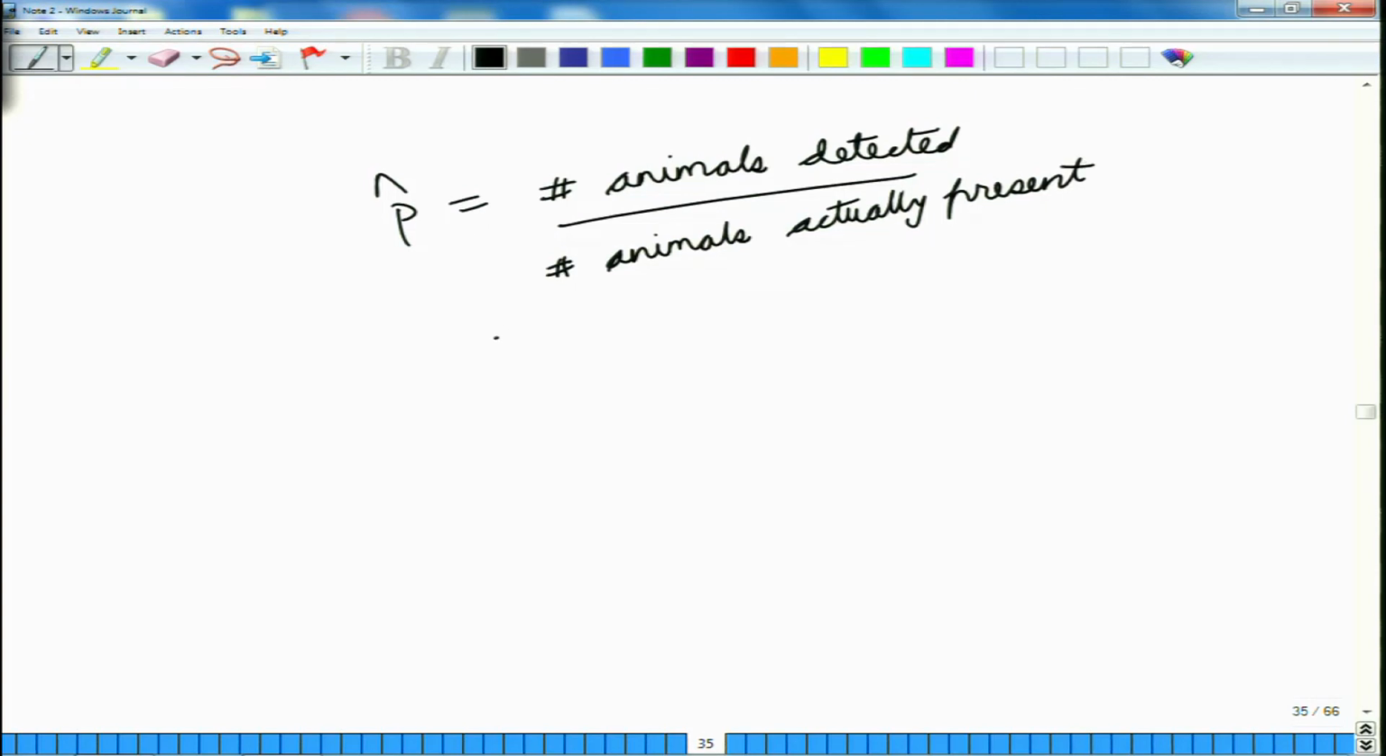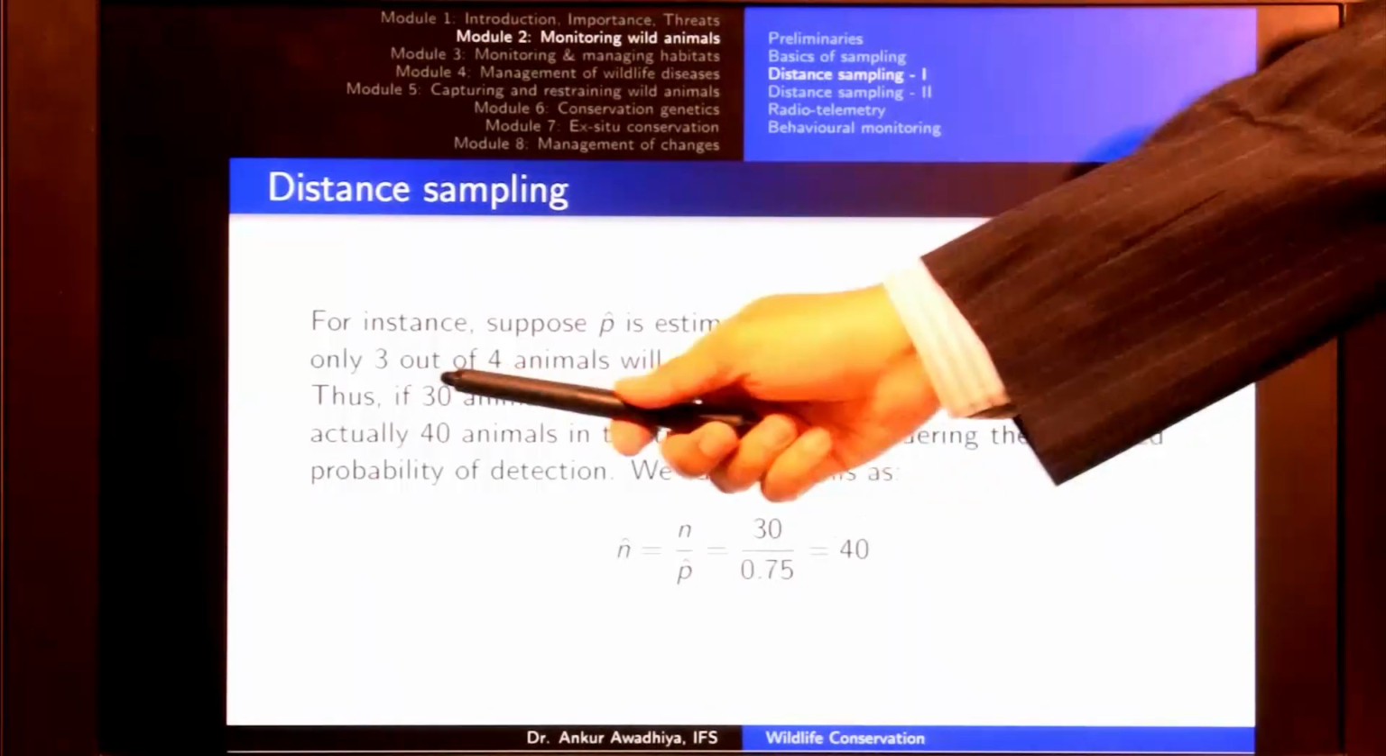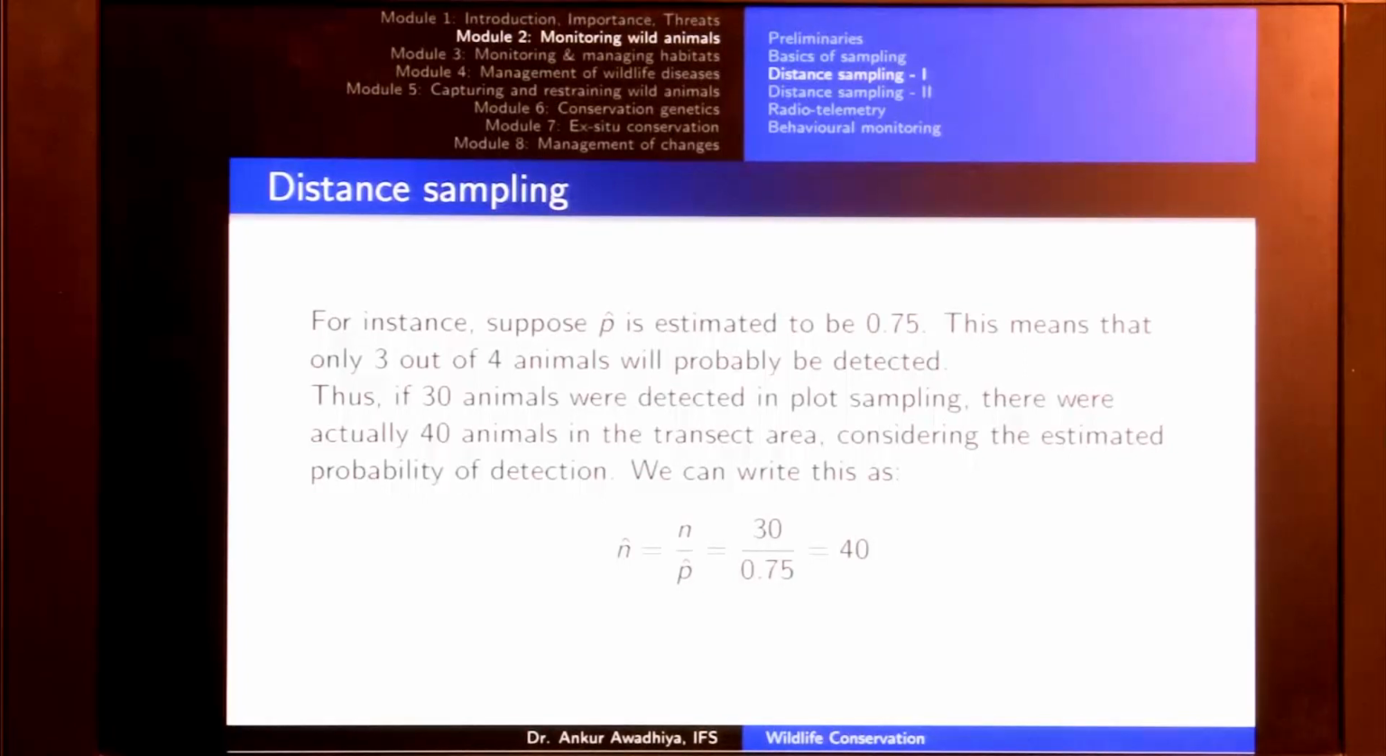So, suppose we detected 3 animals when we had 4 animals actually there. So, we will have p hat equal to 3 by 4, or 0.75. Now, suppose we have this data of p hat, we know that our p hat is 0.75, then we did another exercise and we detected 30 animals.